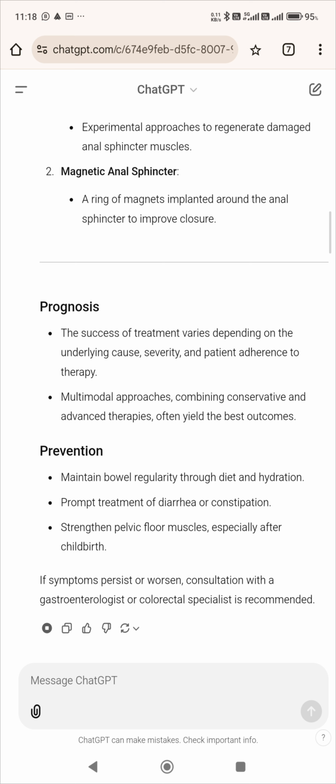Prevention. Maintain bowel regularity through diet and hydration. Prompt treatment of diarrhea or constipation. Strengthen pelvic floor muscles, especially after childbirth. If symptoms persist or worsen, consultation with a gastroenterologist or colorectal specialist is recommended.